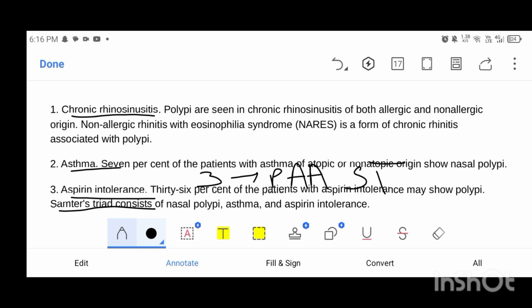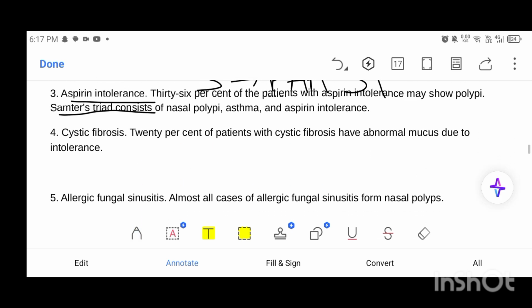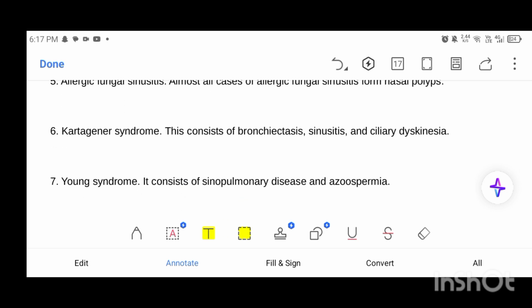So the polyp arises in certain conditions as ethmoidal polyp. If it arises in the ethmoidal region, it is usually bilateral. It arises in conditions such as chronic rhinosinusitis, asthma, cystic fibrosis, aspirin intolerance, Samter's triad, allergic fungal sinusitis, Kartagener syndrome, and Young syndrome. What is Kartagener syndrome? It also consists of three things: bronchiectasis, sinusitis, and ciliary dyskinesia. You can remember it by the mnemonic BSC. Bronchiectasis, sinusitis, and ciliary dyskinesia, which is Kartagener syndrome, and the bilateral ethmoidal polyp arises in this situation.